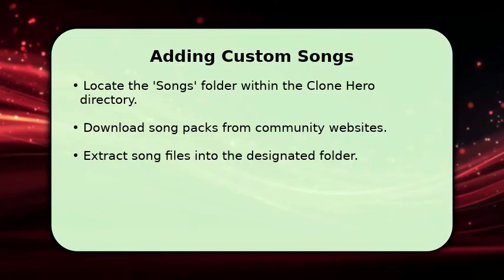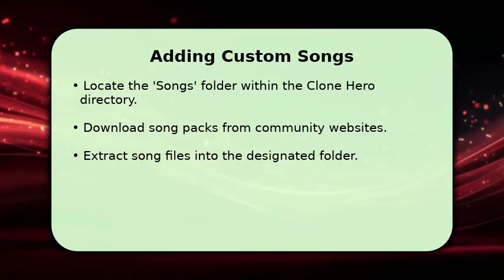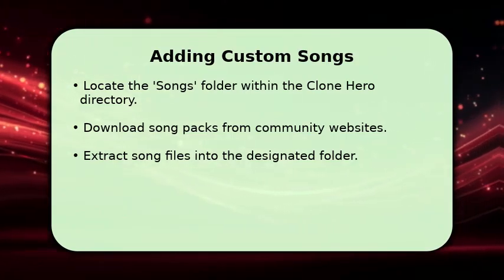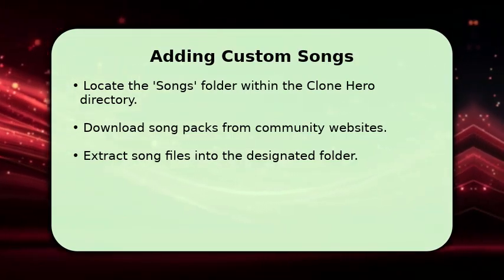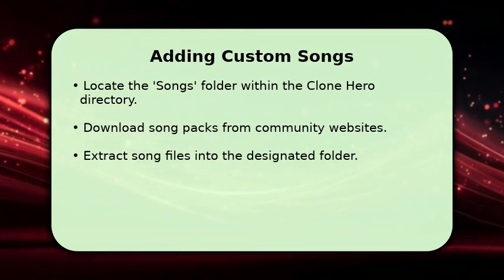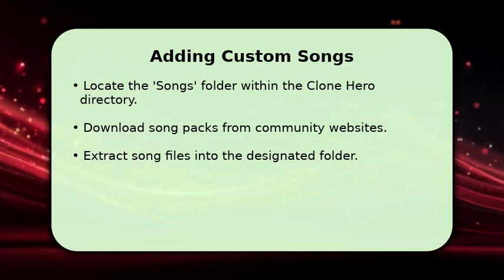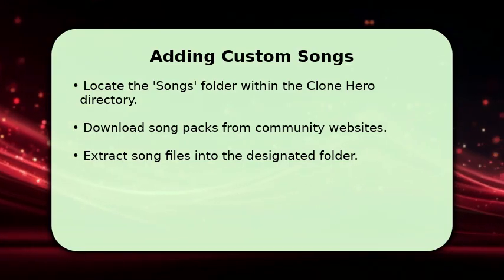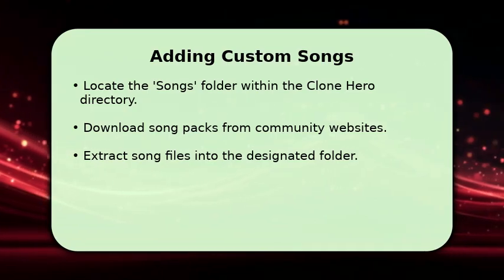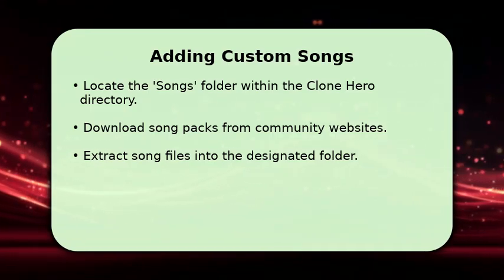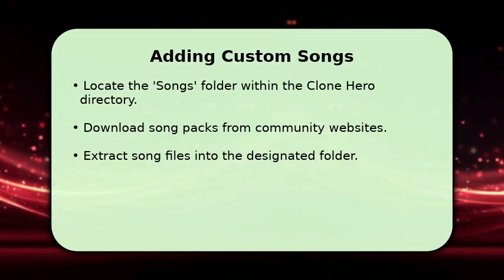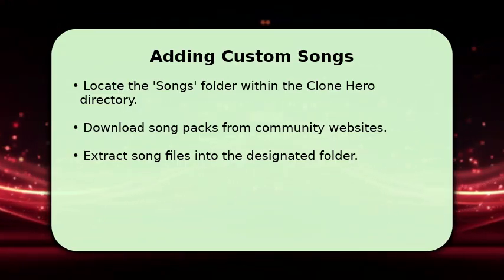A huge part of Clone Hero is playing custom songs. To add them, find the Songs folder inside your Clone Hero application directory. You can download song packs and individual tracks from various community websites. Once downloaded, extract the song files, which are usually in a zipped format, directly into this Songs folder. The game will automatically scan for new content when you launch it.